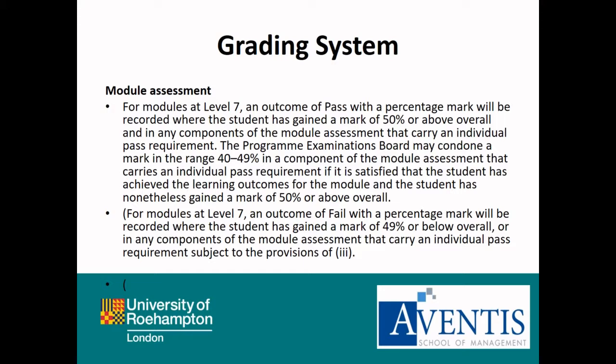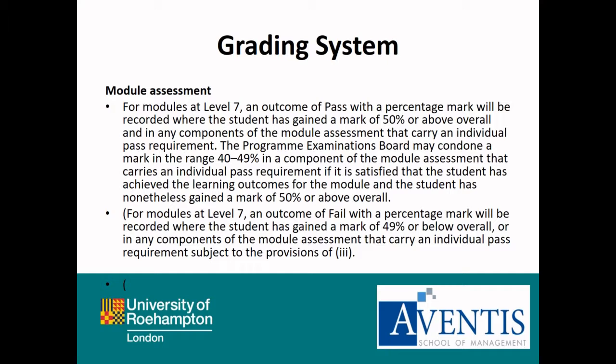For modules at level 7, an outcome of pass with a percentage mark will be recorded where a student has gained a mark of 50% or above overall and in any components of the module assessment that carry an individual pass requirement. The Program Examinations Board may condone a mark in the range of 40 to 49% in the component of the module assessment that carries an individual pass requirement if it is satisfied that the student has achieved the learning outcomes for the module and the student has nonetheless gained a mark of 50% or above overall.